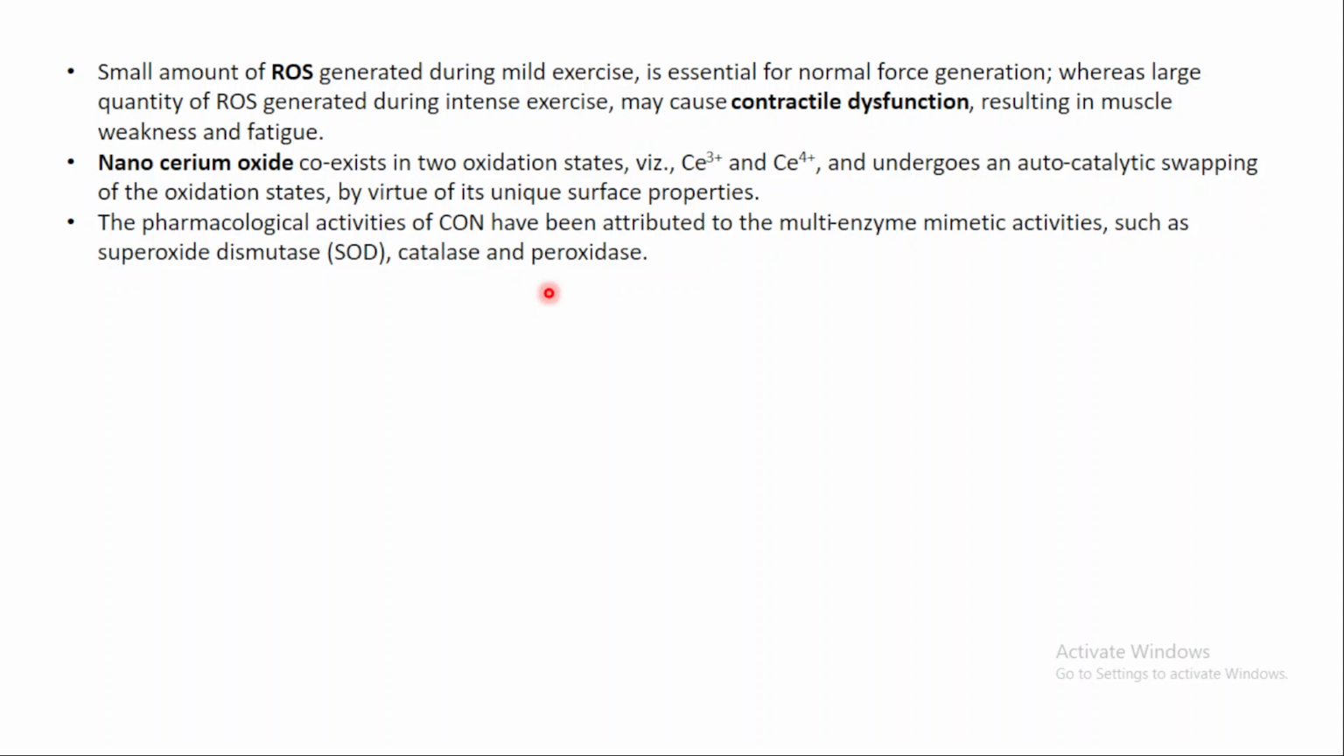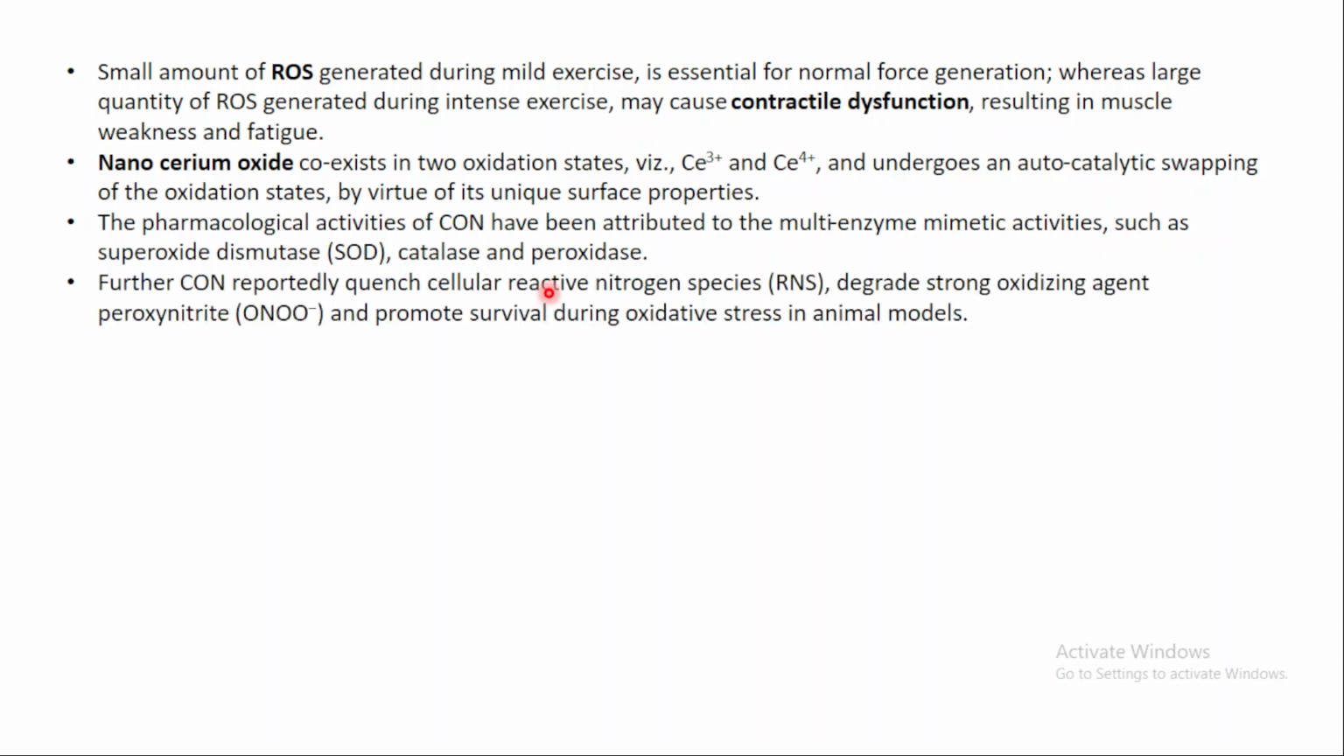Superoxide dismutase will scavenge superoxide radicals. Similarly, catalase and peroxidase will catalyze scavenging of other radicals such as peroxide radicals and singlet oxygen radicals. So treatment of nanoceria can give the same kind of effect, mimicking the enzymes SOD, catalase and peroxidase.